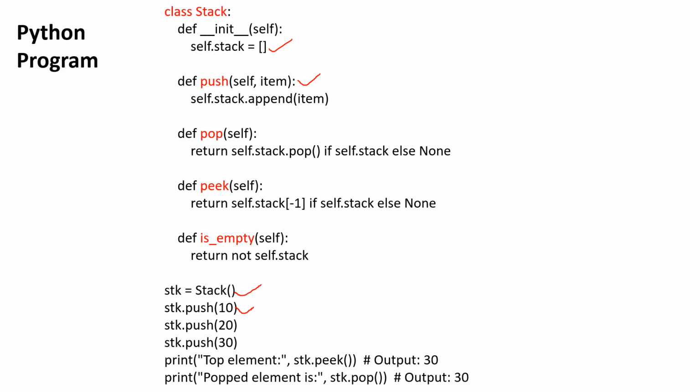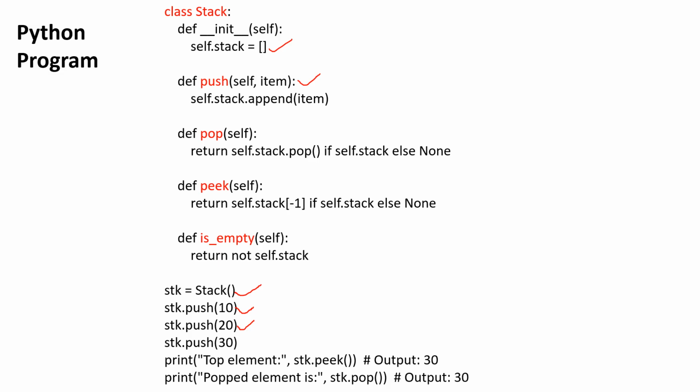Similarly, we are going to call one more push function, 20. Now the control goes directly to the push. So 20 will be stored in self.stack. Now the next element gets stored into the stack.